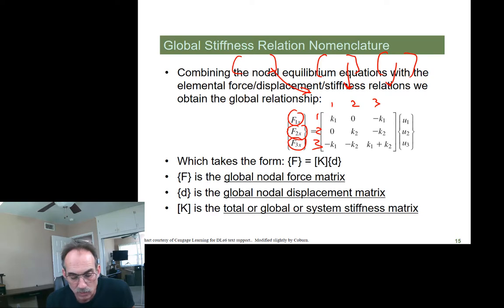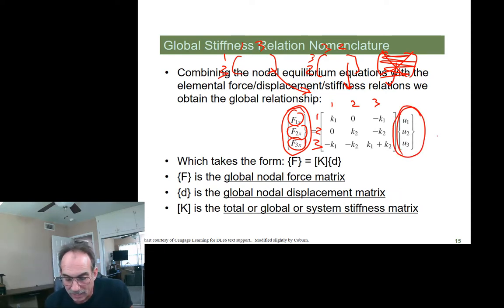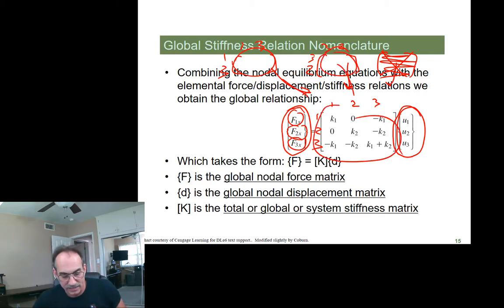This one went from 1 to 3, and, excuse me, there are only 2 springs. This one went from 3 to 2, and both of these feed into our global stiffness matrix. So these are our external forces in the global. This is our displacements in the global. And these two stiffnesses feed into the global matrix. We're going to see how that works out on the next slide.